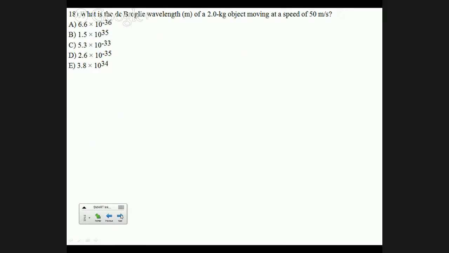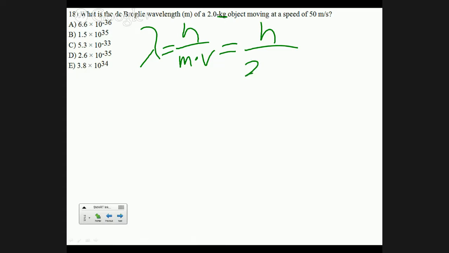All right, 18. It says, what is the de Broglie wavelength of a 2 kilogram object moving at a speed of 50 meters per second? So again, we're going to use that formula that we introduced, Planck's constant over mass times velocity. So we plug in, well, H is a constant. That's 6.63 times 10 to the negative 34, over the mass in kilograms. It's important that it is in kilograms, so 2.0 kilograms, times the velocity in meters per second, which is what they gave us, so times 50. So we plug and chug, and we get a wavelength.